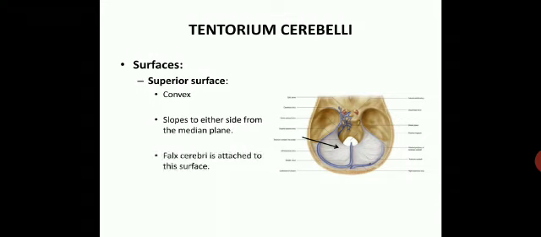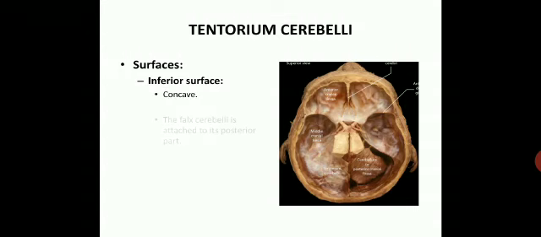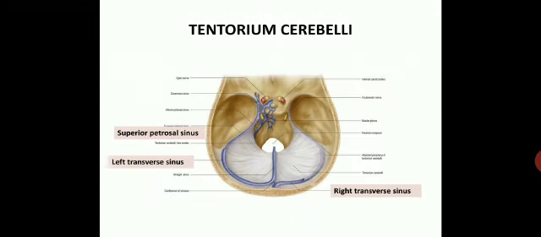The falx cerebri is attached to this surface along the median plane and it is related to the occipital lobes of the cerebrum. The inferior surface is concave. The falx cerebelli is attached to its posterior part. So the concavity of the inferior surface fits the convex superior surface of the cerebellum.